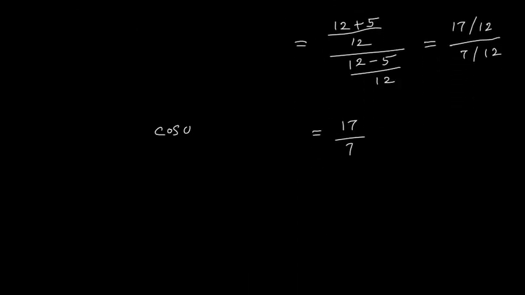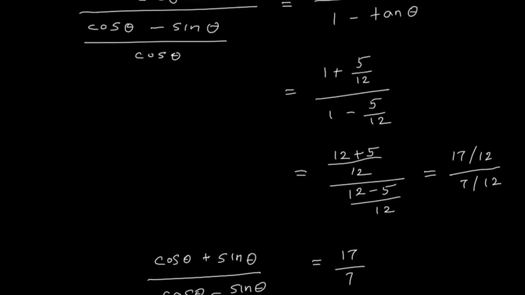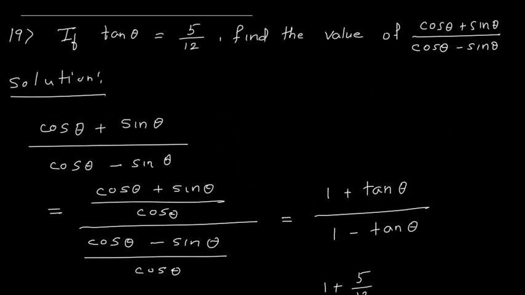So this is the value of cos theta plus sin theta upon cos theta minus sin theta. So cos theta plus sin theta divided by cos theta minus sin theta will give me the answer 17 upon 7. Have you understood how to solve this problem?